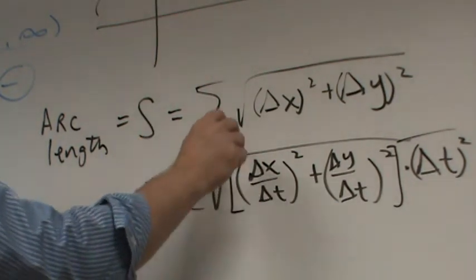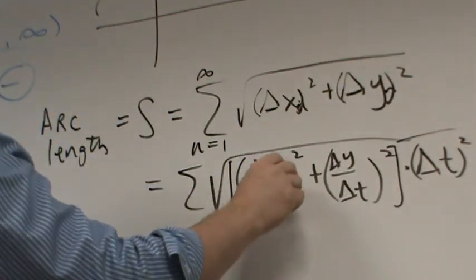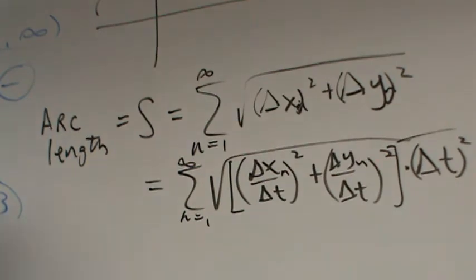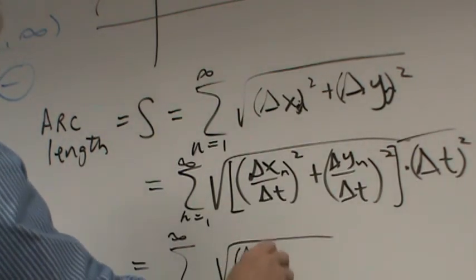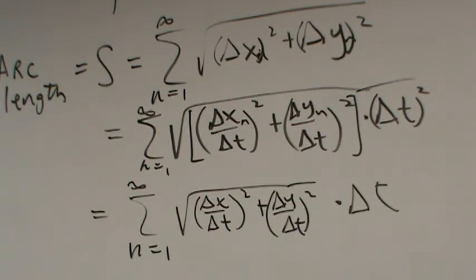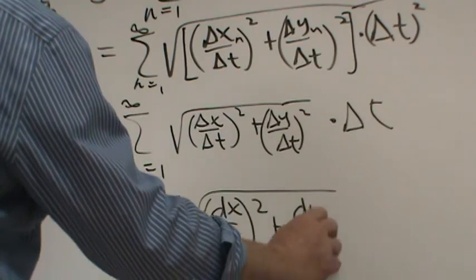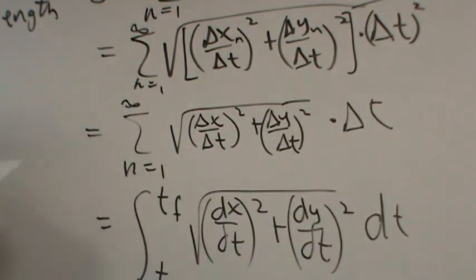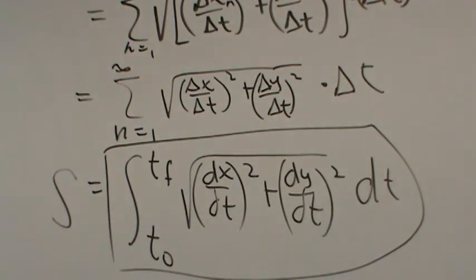And by the way, this is an infinite sum as n goes from 1 to infinity, with x sub n, y sub n. All right, well, this is the same as the sum as n goes from 1 to infinity of the square root of delta x over delta t squared plus delta y over delta t squared, times delta t. And then through the magic of Leibniz notation, I'm going to rewrite this as an integral. And this will be the integral from the initial time to the final time of the square root of dx/dt squared plus dy/dt squared, dt. And that's it. There's the arc length formula for parametric.